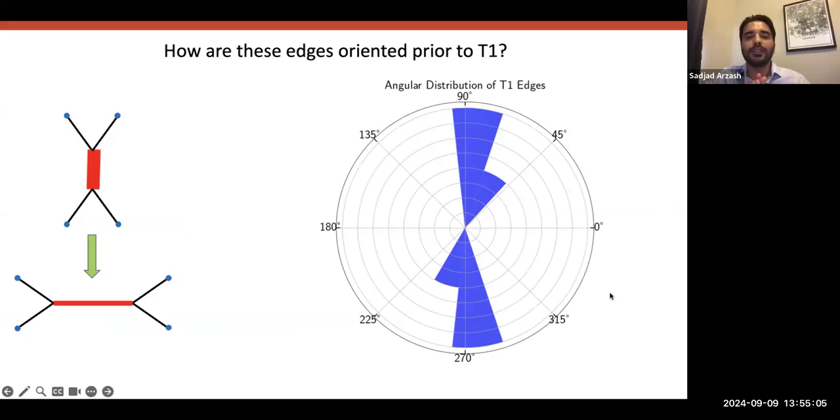If we also look at what kind of T1 we get, all these T1 events that we get are the ones that are oriented vertically. So this is a summary of what exactly is happening. We start with really high tension on these short edges that are oriented in a vertical axis. And then this, after a T1, is going to help the elongation of this tissue.